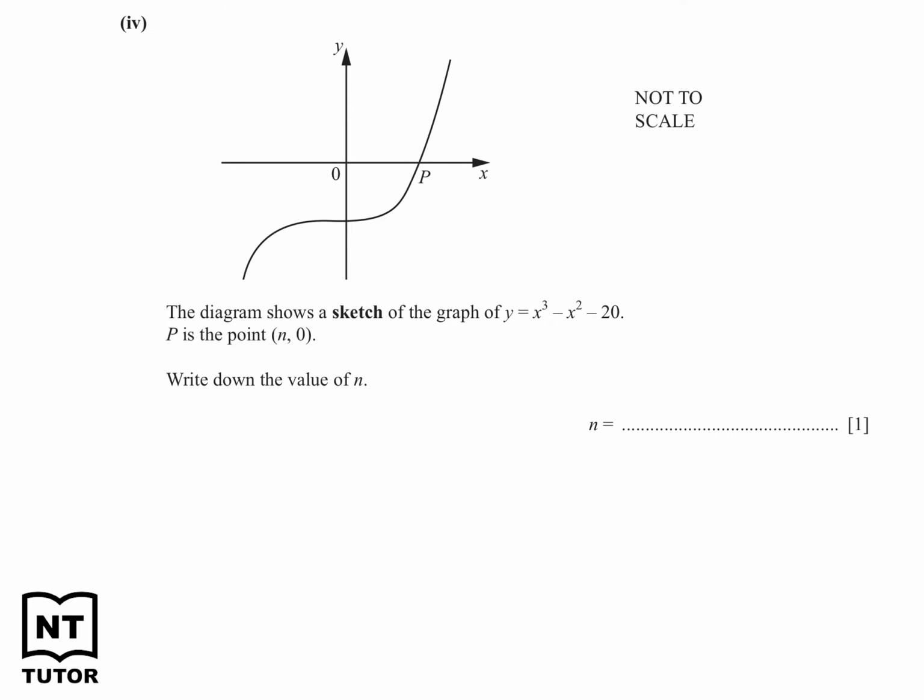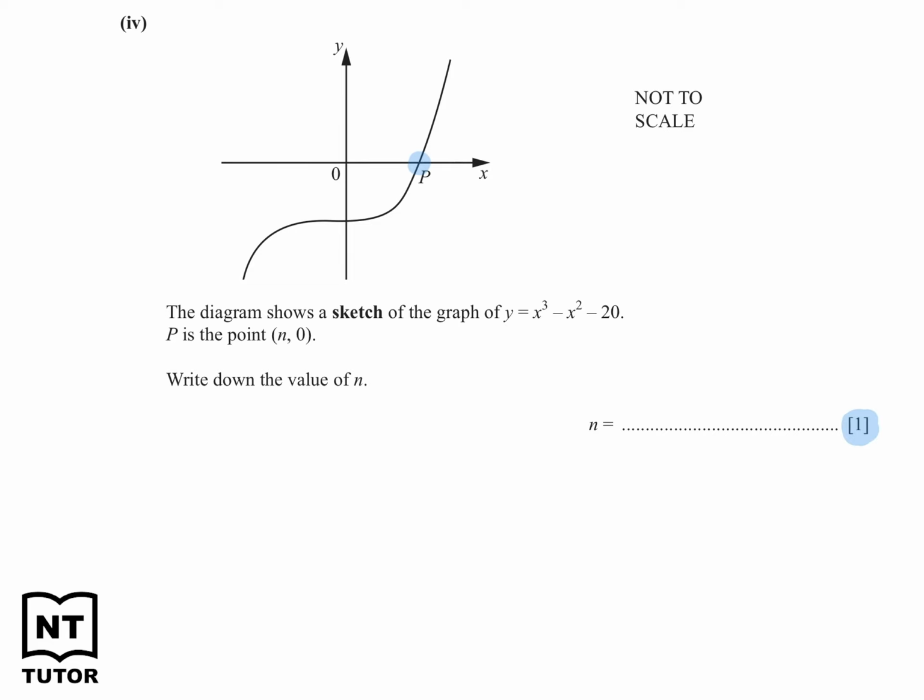Part 4. The diagram shows a sketch of the graph y equals x cubed minus x squared minus 20. P is the point (n, 0). Write down the value of n. If you are confused with this question, notice that this question is only 1 mark. This means you should be able to get the answer from somewhere. The point P is this point on the sketch. The y-coordinate of the point P is 0. This means the n that we're looking for is the x-intercept of the graph.